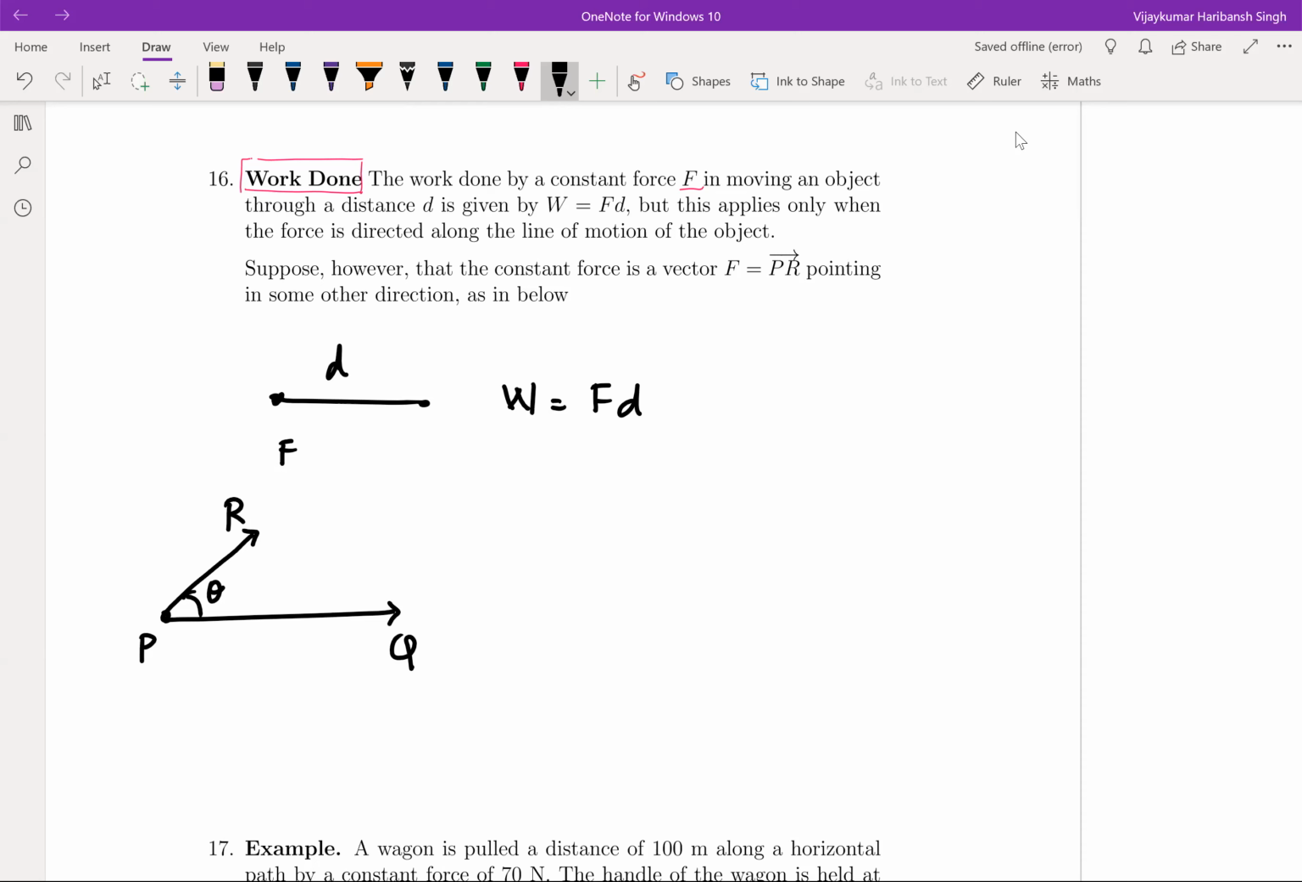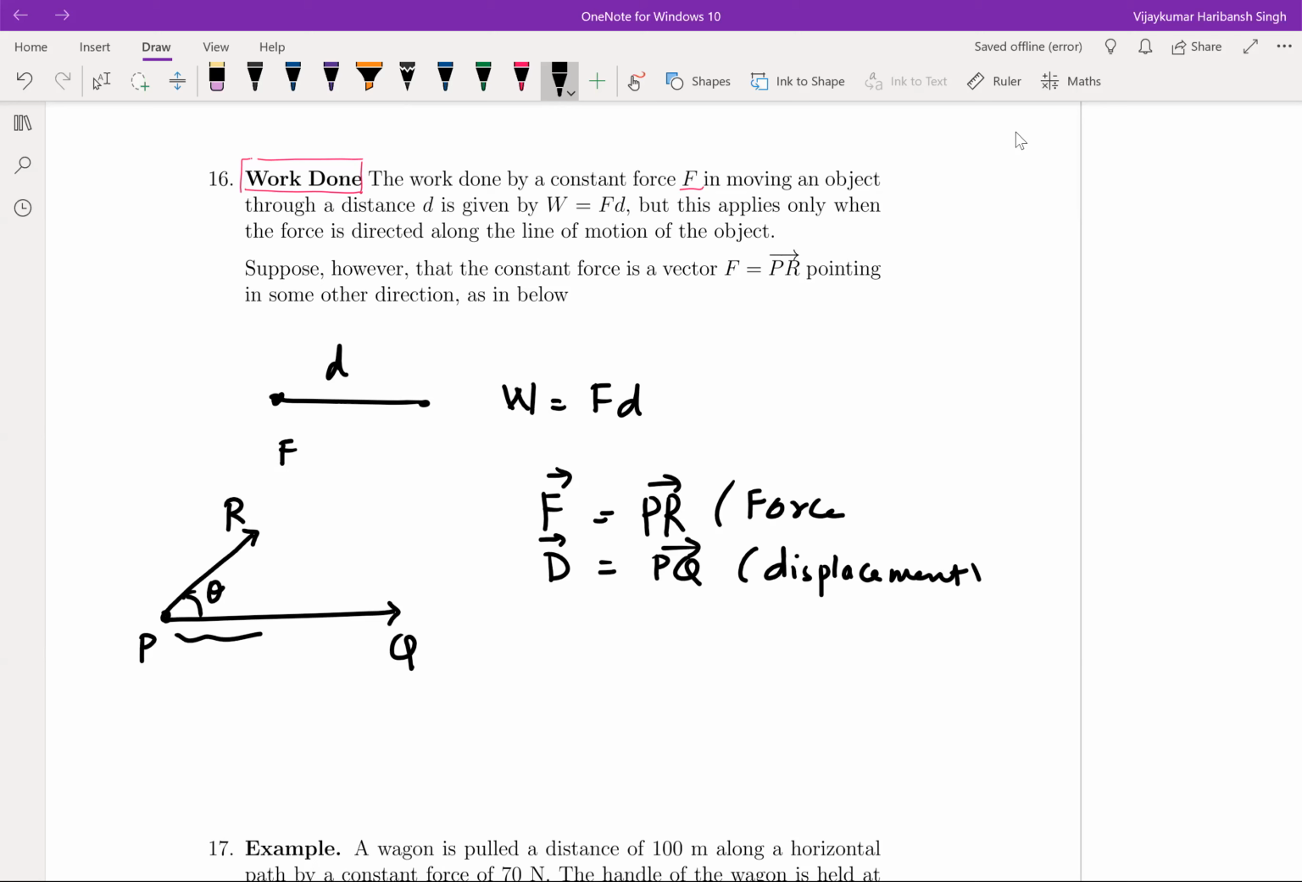So this PR is your force as a vector acting on the object, and the displacement D is equal to PQ. Now we want to basically find out what is the work done. So this is your displacement, and this is the force. So now if this is a distance traveled, D is going to be the length of PQ.